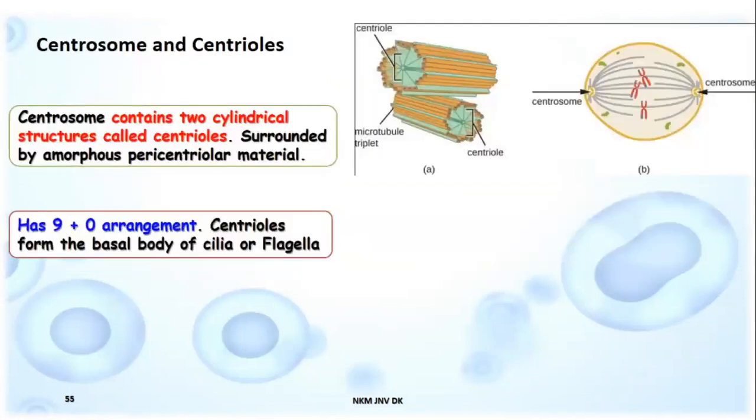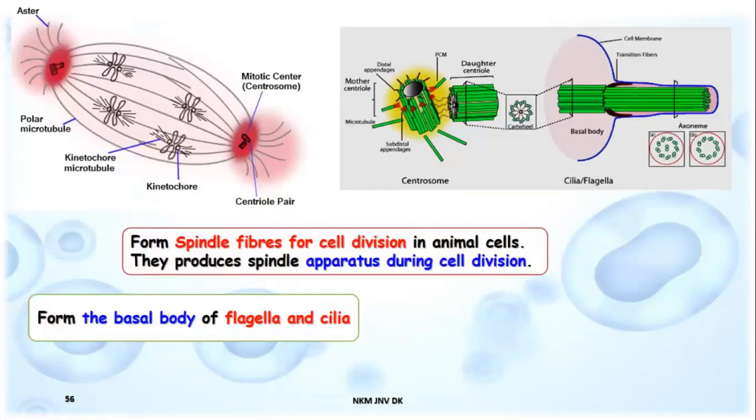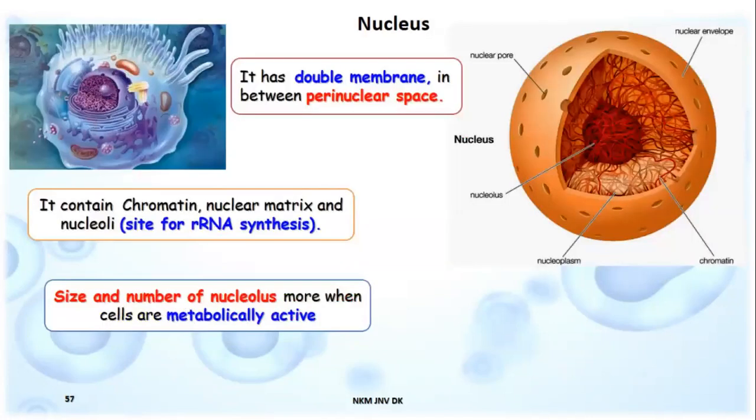Centrosome and centrioles. The centrosome contains two cylindrical structures called centrioles, surrounded by amorphous pericentriolar material. They have a 9+0 arrangement. Centrioles form the basal body of the cilia or the flagella. The centrosome produces the spindle fibers for cell division in animal cells; they produce the spindle apparatus during cell division, and also form the basal body of the flagella and the cilia.